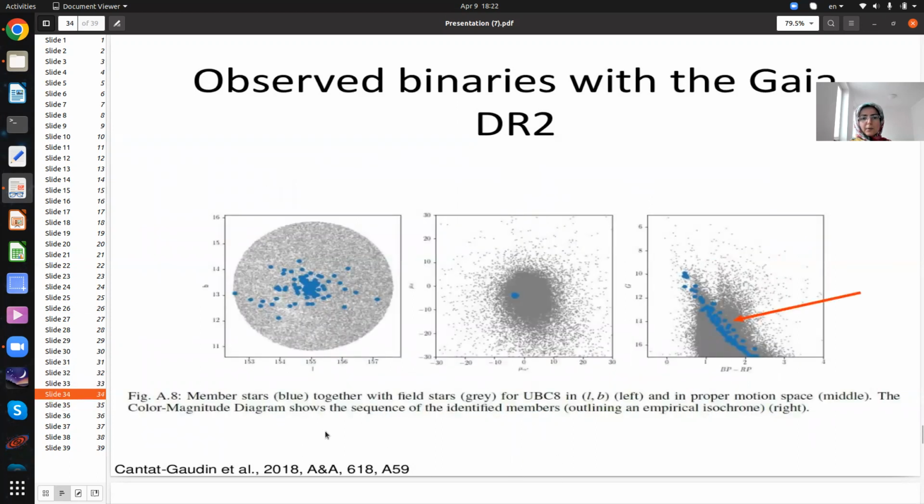Here you see the member stars in blue together with field stars in gray for UBC 8, which is an open cluster, in galactic coordinates l and b on the left and in proper motion space in the middle. And the color magnitude diagram shows the sequence of the identified members, outline and empirical isochrone. Let's see.